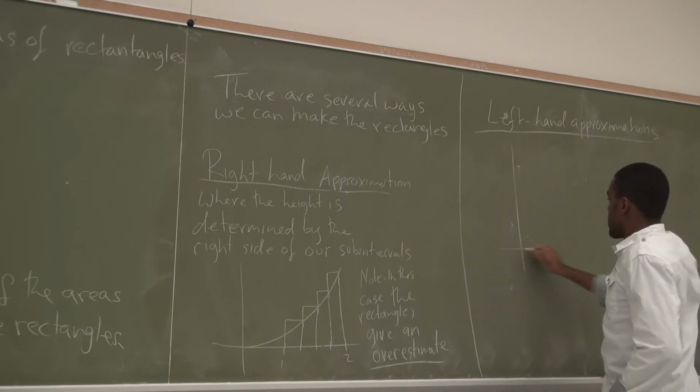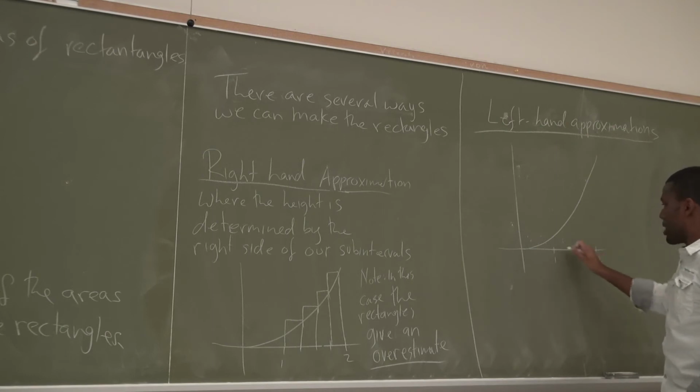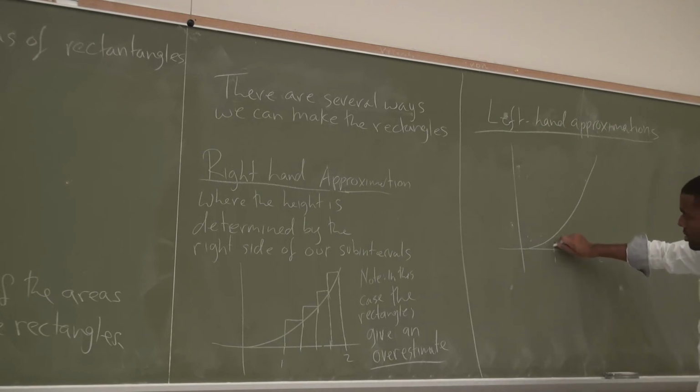So I have that same function. Now between 1 and 2, I cut it up into little pieces. And now I take the left side of the rectangles to hit the curve and define my height of the rectangle to be that.